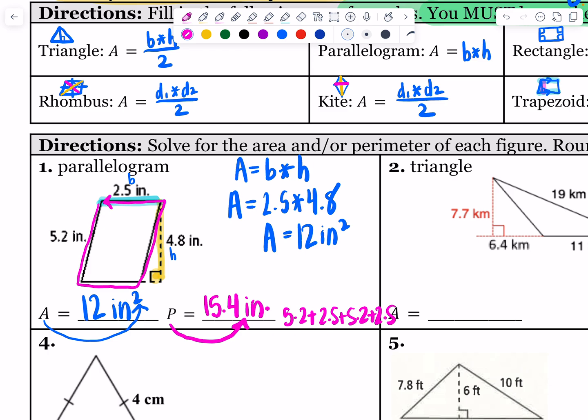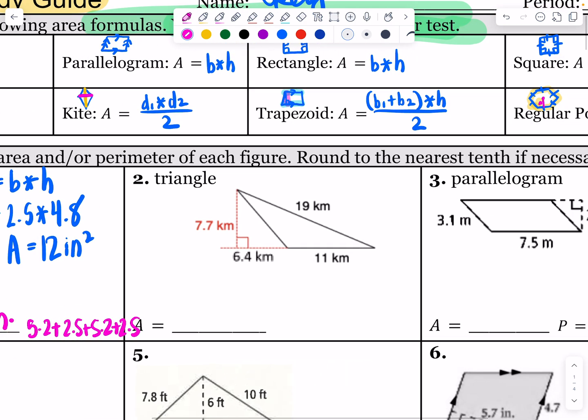Okay, all right, let's go to triangle. The first thing you're going to start with is the formula for the area of a triangle. What is the formula for the area of a triangle? Area is going to be equal to base times height divided by 2. So I find my right angle, it's right here. There's my height of 7.7.